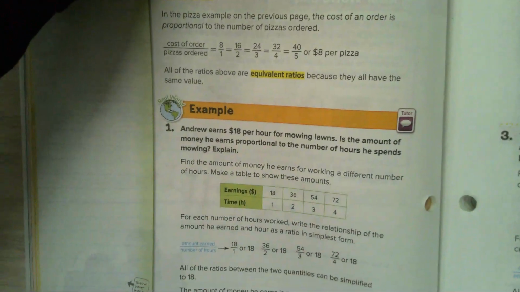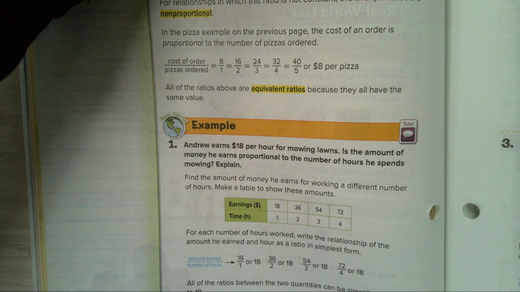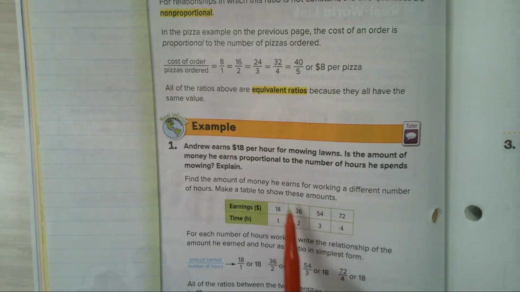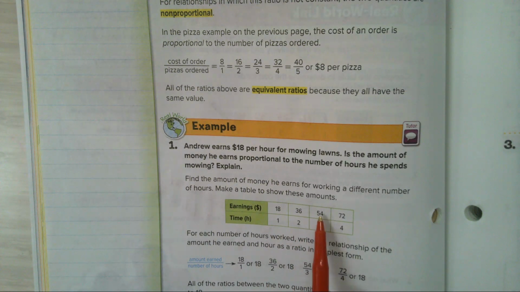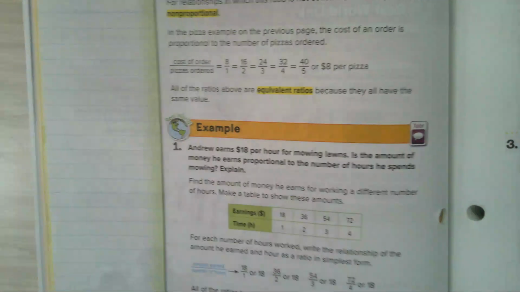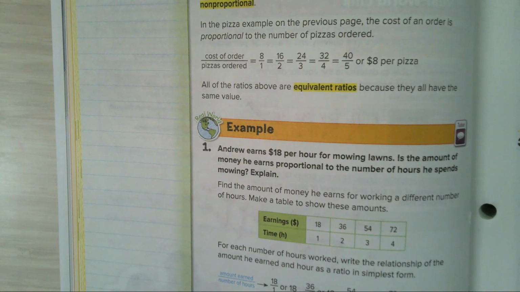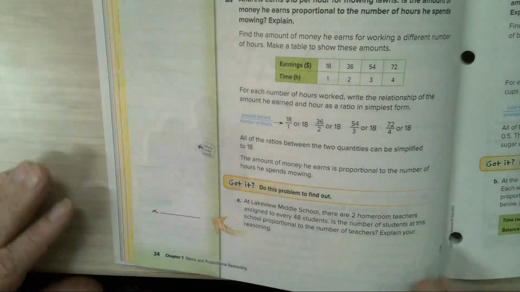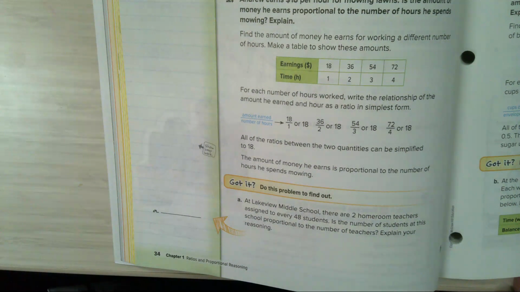Now let's look at the next problem here. It says, Andrew earns $18 per hour for mowing lawns. Is the amount of money he earns proportional to the number of hours he spends mowing? $18 for 1 hour, 36 for 2, 54 for 3, 72 for 4. Is it a proportional amount? Well, they all equal 18. So the answer is yes. All of the ratios between the two quantities can be simplified to 18 over 1 or 18.